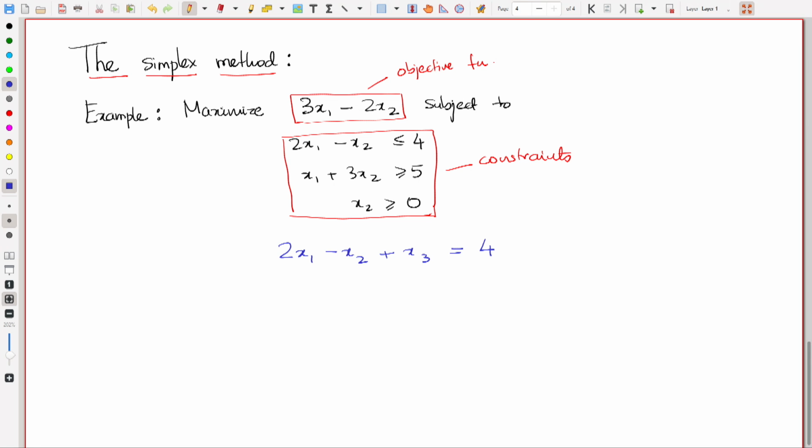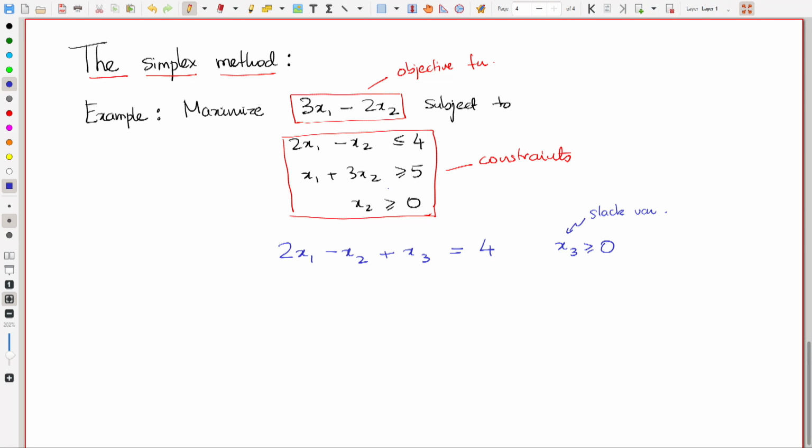That is, and we will also require that x 3 is greater than or equal to 0. So, this is called a slack variable. There is some slack in 2 x 1 minus x 2, it is not quite x 4, we want to make it equal. So, we introduce a variable that eats up that slack, that space that is there, and we require that variable to be non-negative. So, this is called a slack variable.